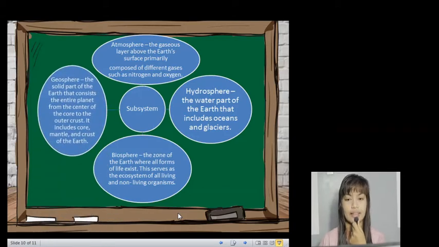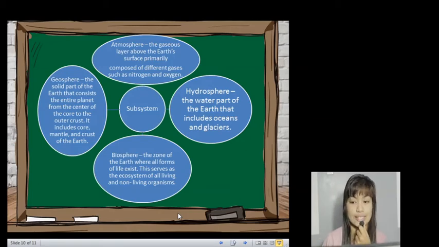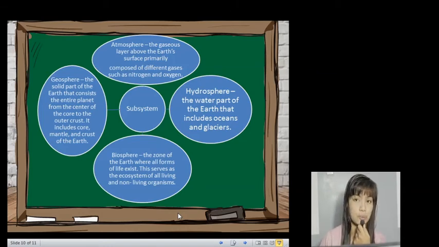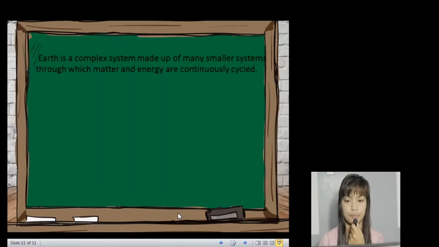And the last one is the geosphere. Geo means earth. So it's about the land. The solid part of the Earth that consists the entire planet from the center of the core to the outer crust. It includes core, mantle, and crust of the Earth. So basically, this subsystem is just a review of part of your junior high science. Okay. So again, the 4 subsystems are atmosphere, hydrosphere, geosphere, and the last one is the biosphere.